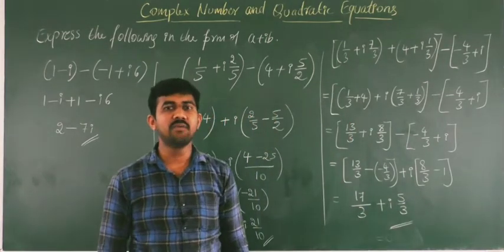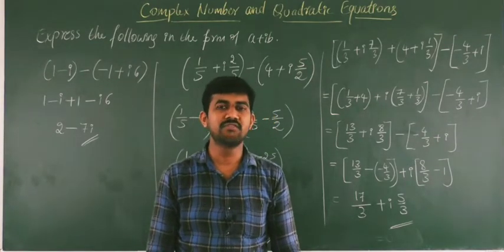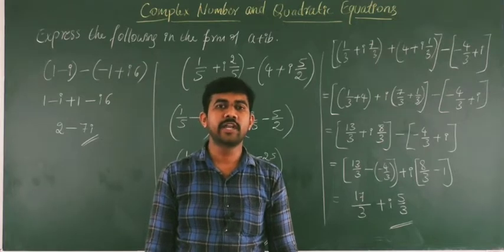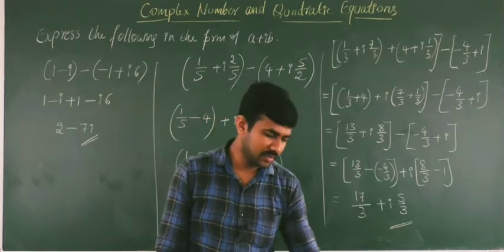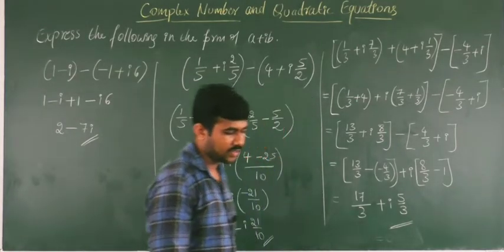So remember, always in complex numbers, in the simplified step, you have to write the complex number in the form of a plus ib, or x plus I into y. Okay, now see the next problem.